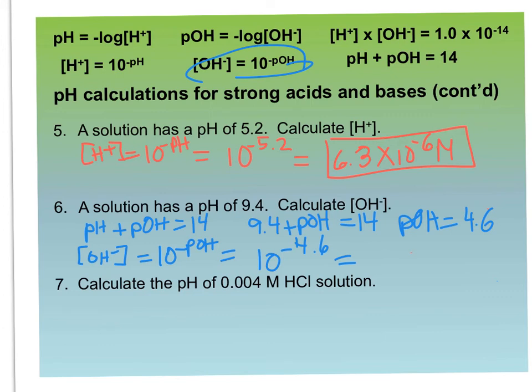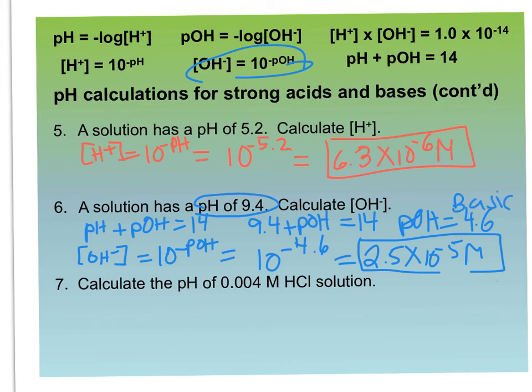And I get 2.5 times 10 to the negative 5th molar. And that is my answer. Just for fun, is the solution acidic, basic, or neutral? Different ways to do it. Easiest way is just stick with pH. So this would be basic because it's higher than 7.